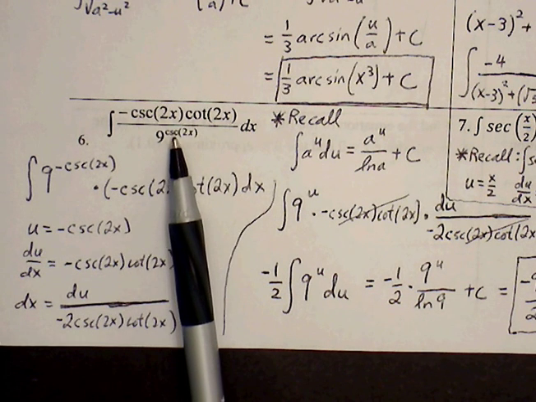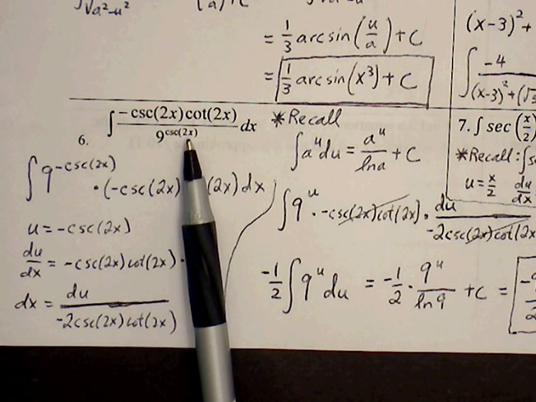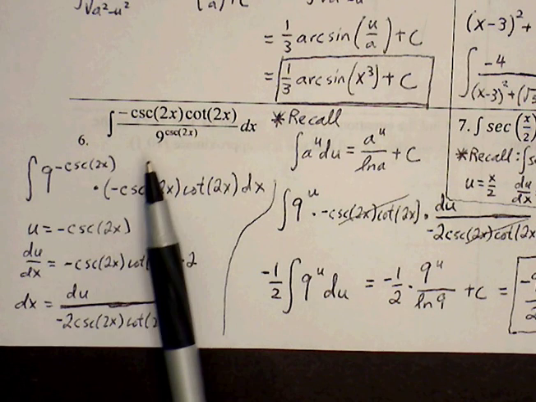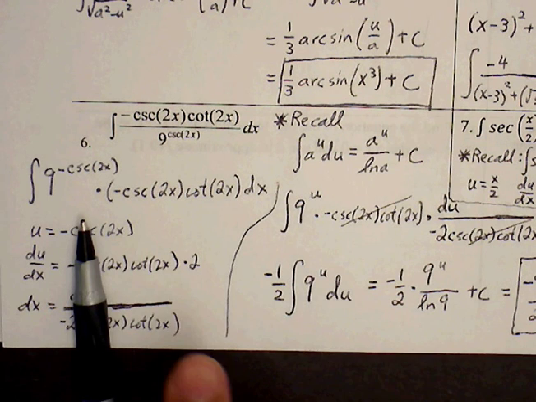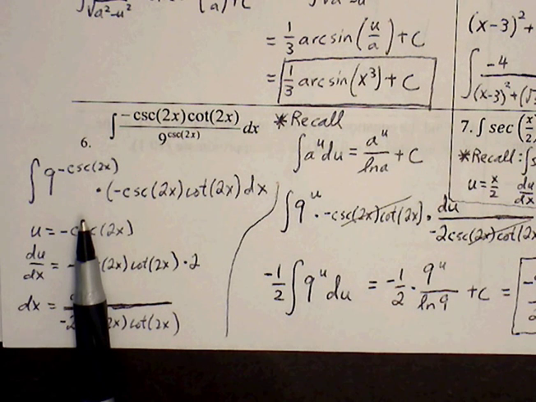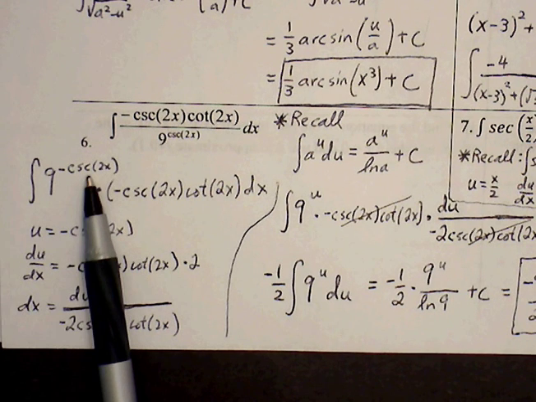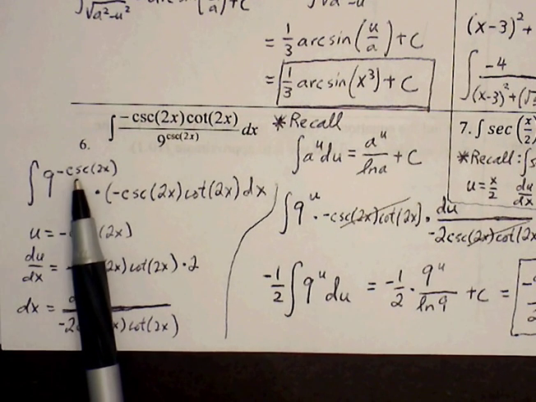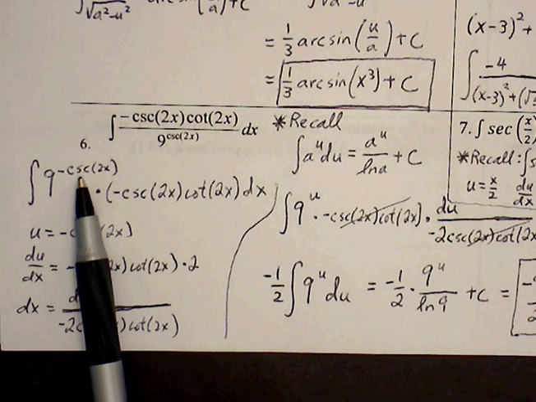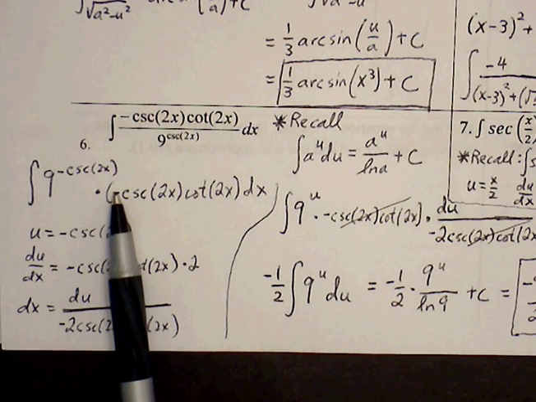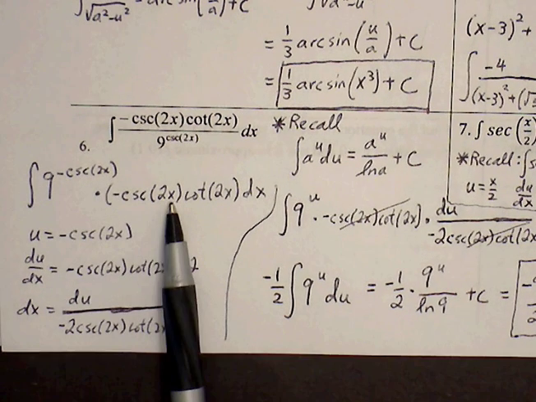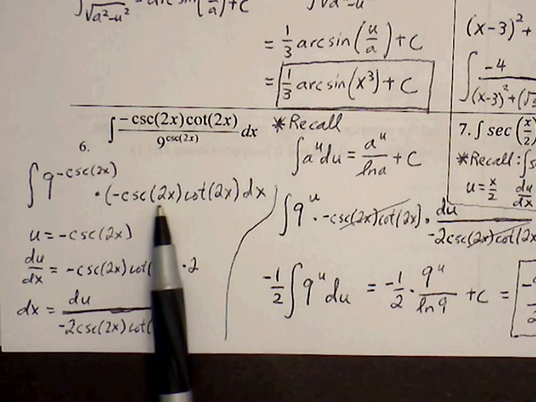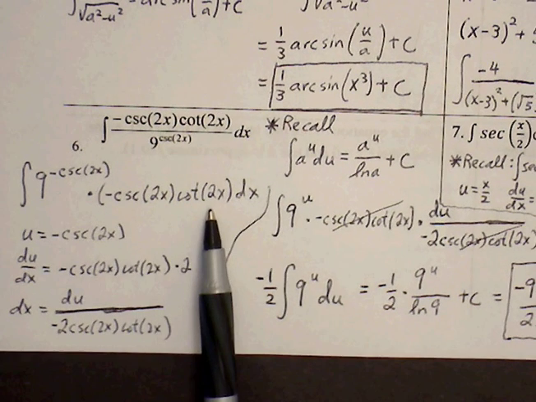So we can simply move the 9 up to the top by changing the sign for the exponent. So I'm going to rewrite this problem as 9 raised to the negative cosecant of 2x times negative cosecant 2x cotangent 2x dx. Now, if we let the u value be negative cosecant of 2x, recall that the derivative for cosecant is negative cosecant of u times cotangent of u. So this should match up nicely and allow us to cancel out with these remaining trig functions.